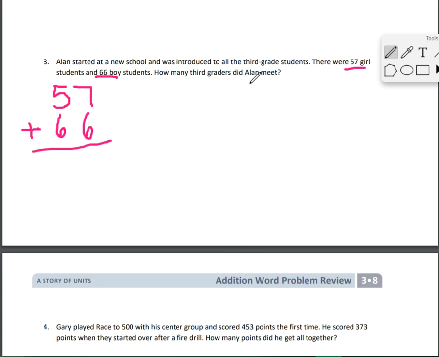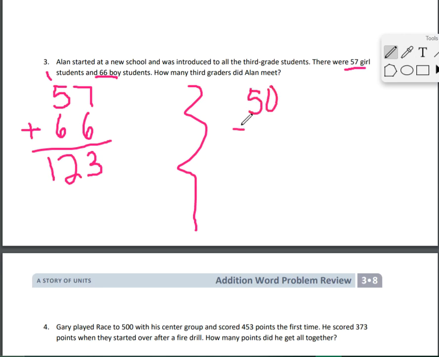So now I'm going to add them up, and then I'll also show it using the other strategy. All right, 6 and 7 is 13. Carry my 1. 6 and 5 is 11, and then one more is 12. So here I have 123, and here I'm going to break it apart.